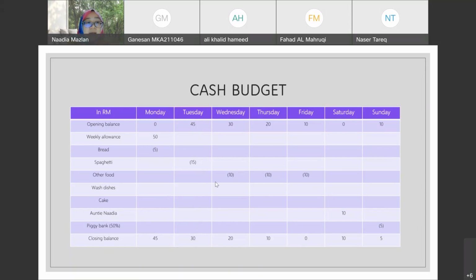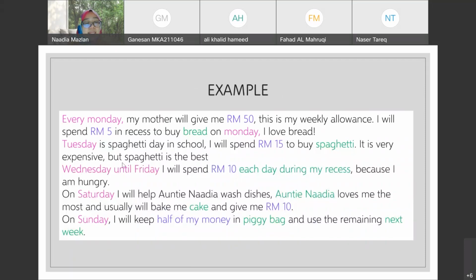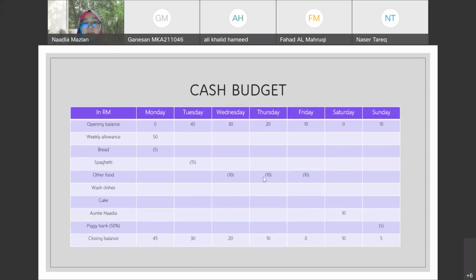This is your closing balance, which is your opening balance on Wednesday. So 30, other food is 10. So it does say that Wednesday until Friday, so you can put 10, 10, 10. However, the opening balance will be different. So 30 minus 10 is 20. 20 will go here. Nothing else happens, just other food. So 20 minus 10, you get 10. Then 10 goes to Friday. Friday minus 10, you get the closing balance as 0.